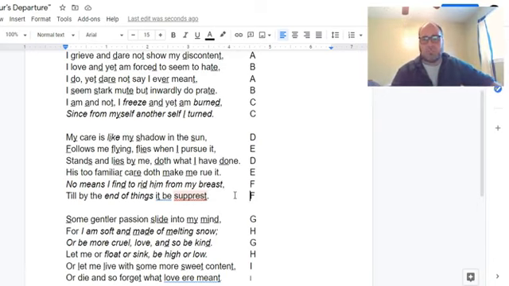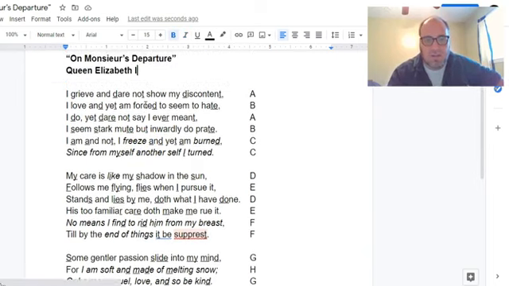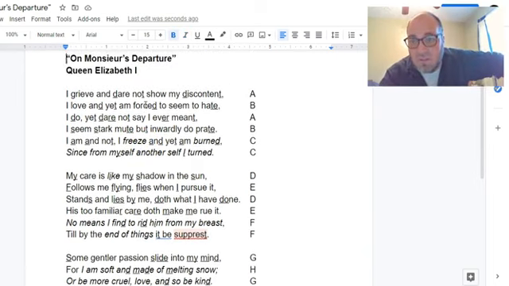Anyway, I'm gonna go back. Let's take one last look at the title, "On Monsieur's Departure." He's leaving, right? So this is her thoughts as he leaves. She hasn't told him all that she feels because she can't. And she's watching him leave, and she's probably wondering whether he'll ever come back. This is the Queen of England. I'm going to read it to you one more time, and then we'll call this video done.